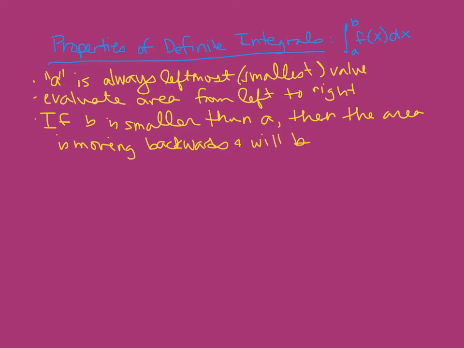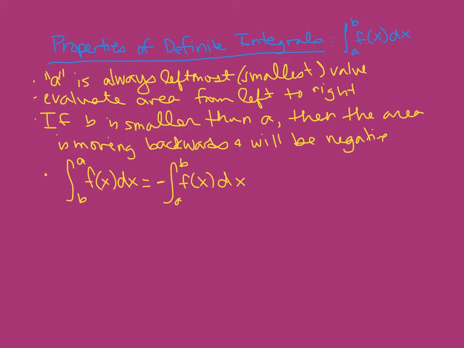So I'll give you an example. First of all, I'll show you the formula, which is probably what you really, really want. If you have something where your bigger number is at the bottom, you're going to have to switch them around. But in order to switch them, you have to make your integral negative. So that's our first important property.